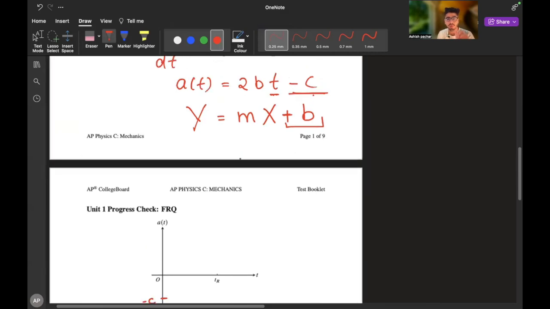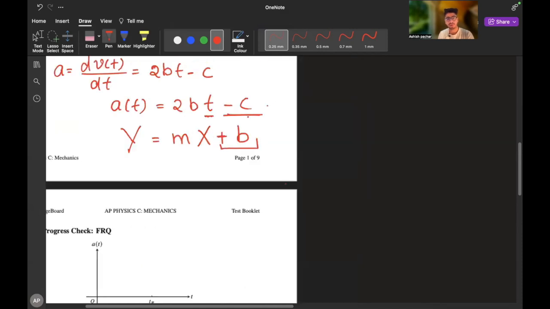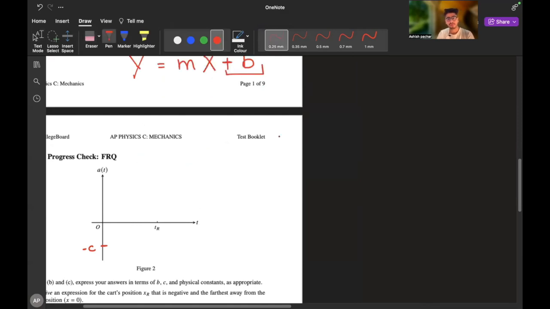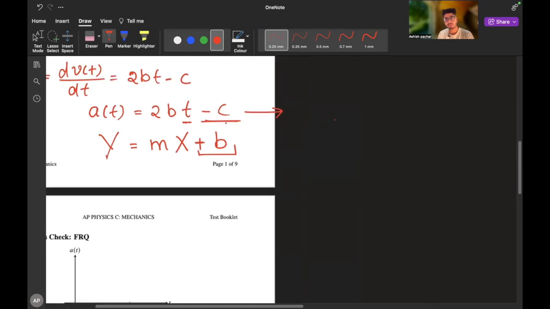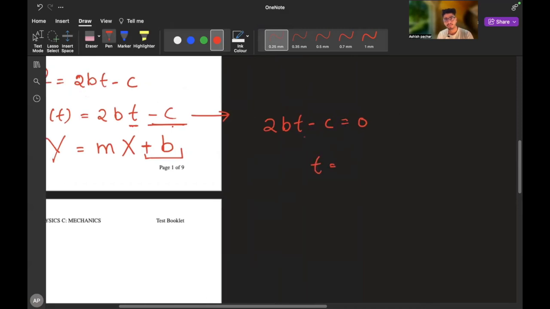And to find where the acceleration is zero, I will find the x-intercept. To find where the acceleration is zero, set 2bt minus c equal to zero. So where the acceleration is zero, the time comes out to be t equal to c by 2b.